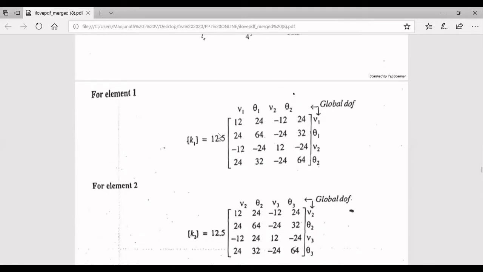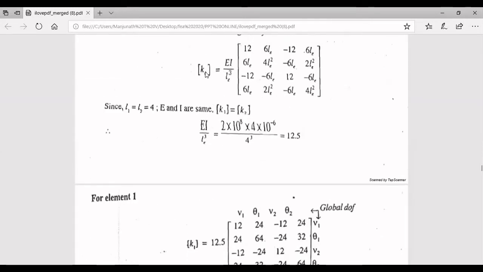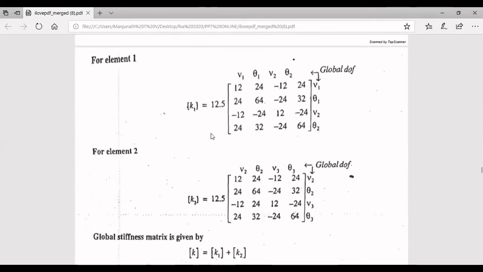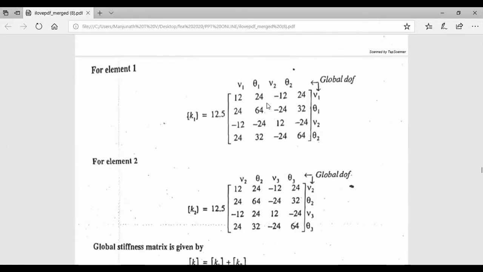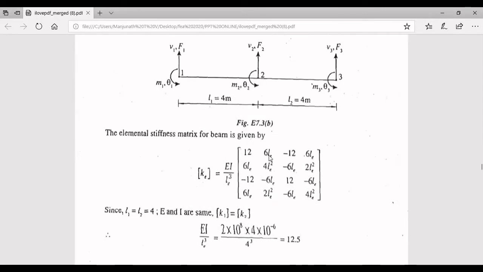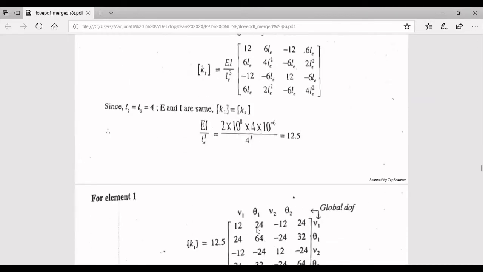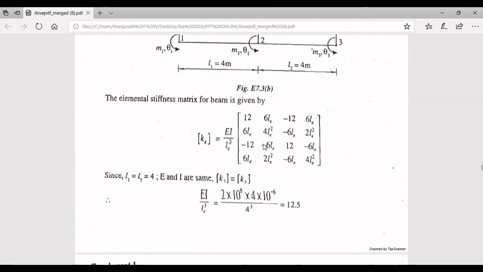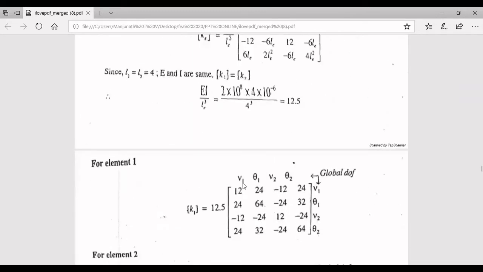Just consider the first element. As per the element stiffness matrix, Ke1 is equal to EI by Le1 cube. So this matrix remains. In place of EI divided by Le cube, we take 12.5. Then Le is equal to 4, so 6 into Le, 6 into 4, is 24. Similarly minus 12, again here 6 into 4 is 24, and again here 6 into 4 is 24. So as you multiply by Le, you get the stiffness matrix for the first element as it is.